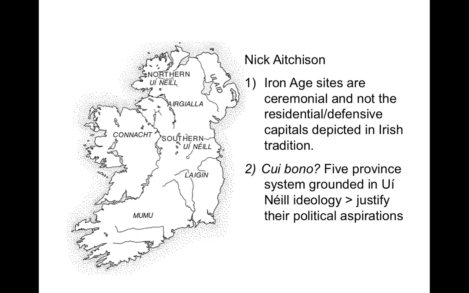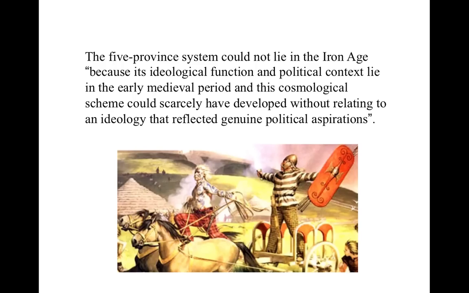And this whole concept of five-province system, he argues, is built into the political ideology of the Uí Néill, who were rising in the 5th century. They created this to convince the rest of Ireland that as they were the high kings of Ireland, all other kings of Ireland were below them and were owing to them. So this was to justify their political aspirations.